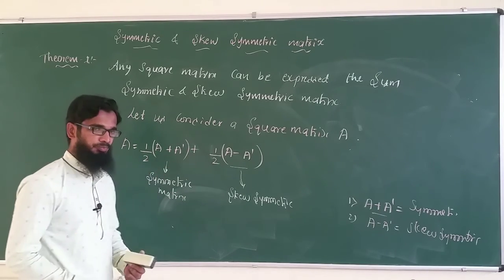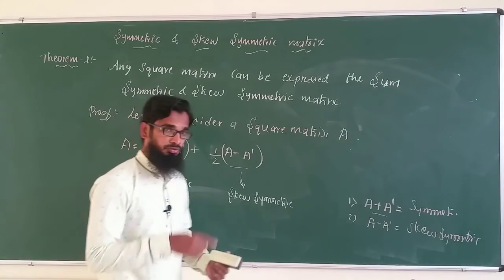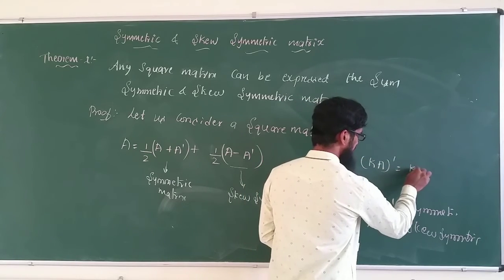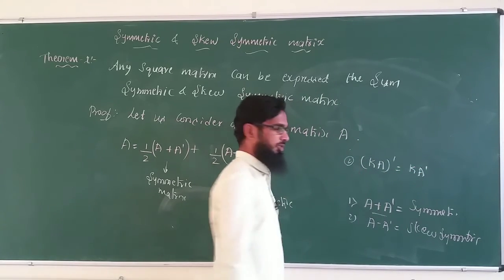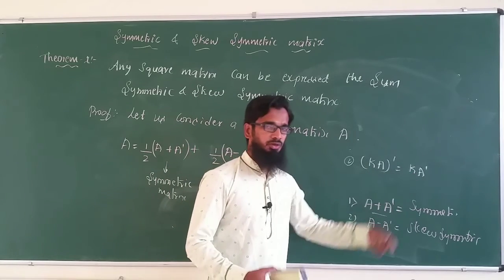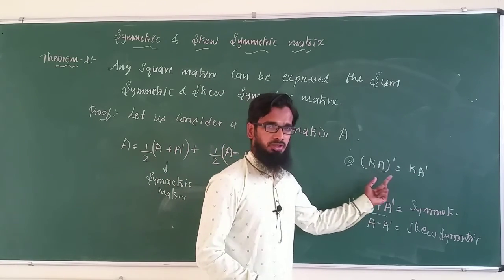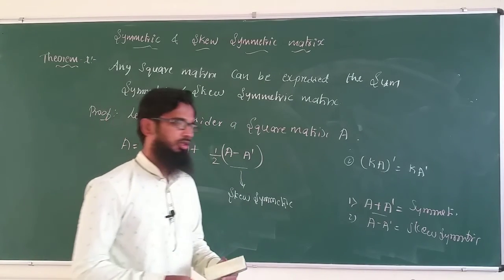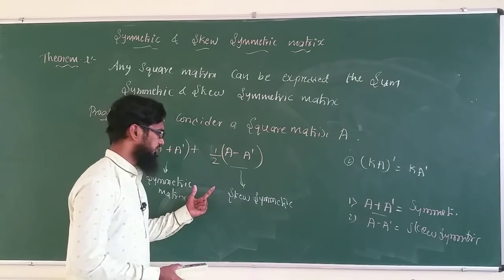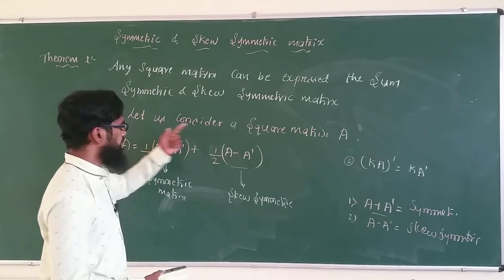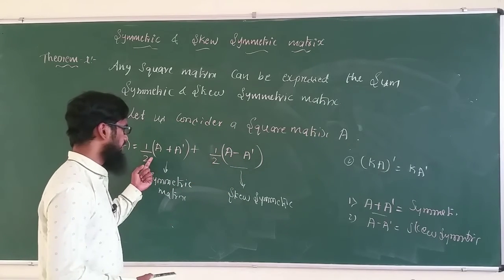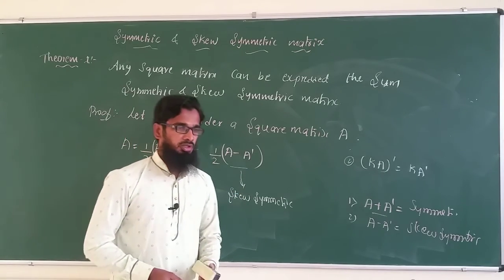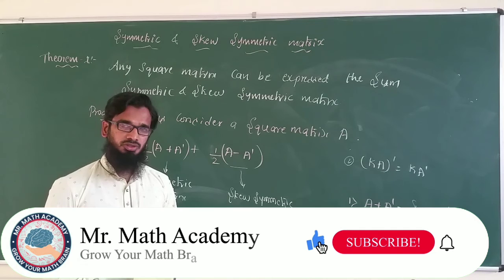But what about this half here? It's nothing but a constant term. If you go for the second property of a matrix, K A whole transpose is equal to K A transpose. This is the second property of a symmetric matrix. So we can multiply any constant for the transpose of a matrix. That is a property here. Because this half indicates a constant, the matrix will remain the same. So hence we can prove that any square matrix we can express as a sum of a symmetric matrix as well as a skew symmetric matrix. I hope you are getting these two theorems which are based on the symmetric and the skew symmetric matrix.